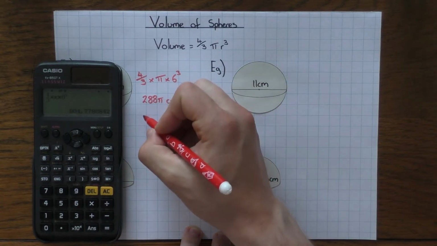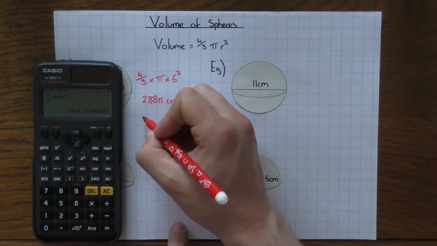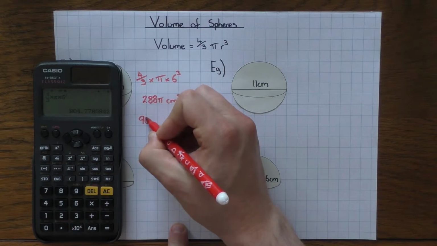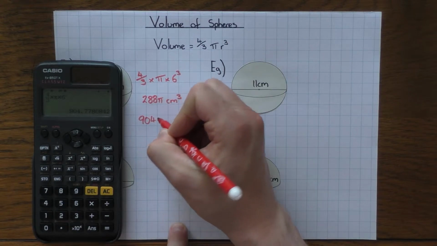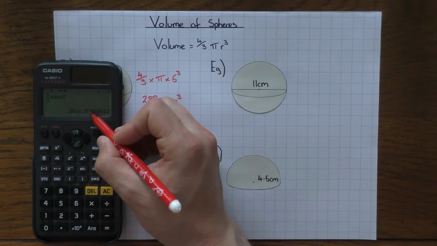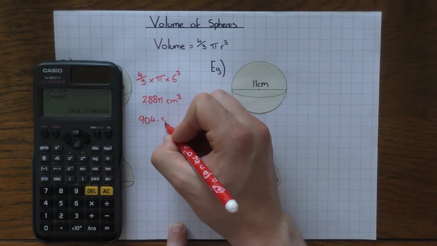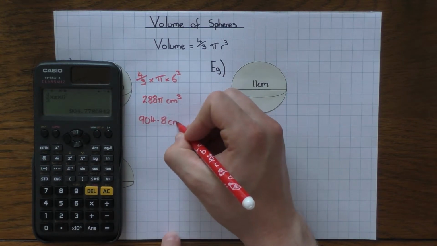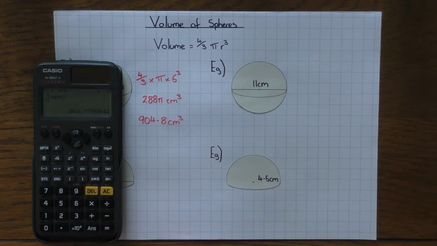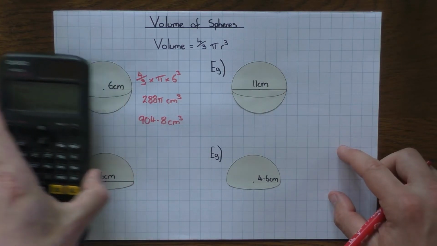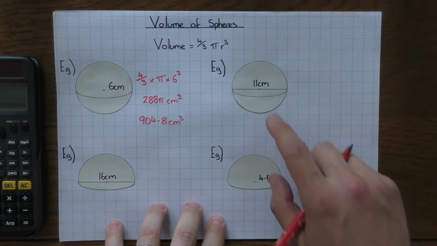However, you might need to put it as a decimal, so just press the old SD button there. So we have 904, and I'm going to round it to one decimal place, so that second decimal place being a 7, we'll round that up to 0.8 centimeters cubed. Okay, so that is the first one. No dramas there. Let's have a look at this one then.